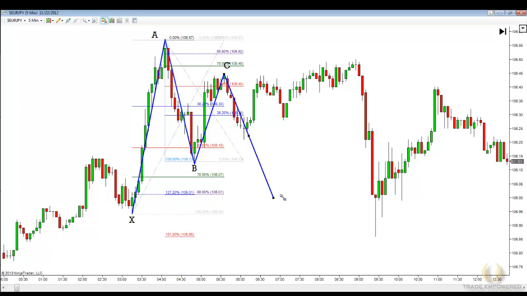Now, just like last time, you'll see our 127 completion is going to come right at our 886. So again, we're drawing out a kill zone between our 786, our ABCD pattern, and our 127 extension. And you can see price action comes right into that zone and reverses.